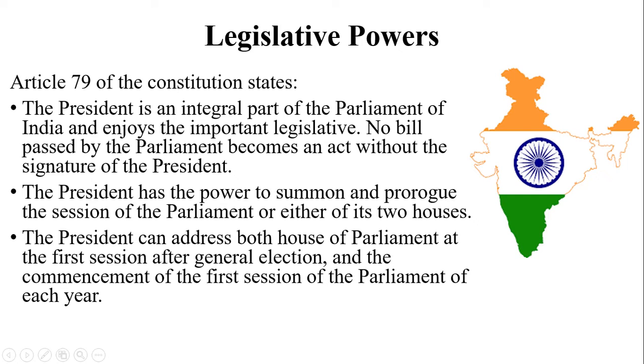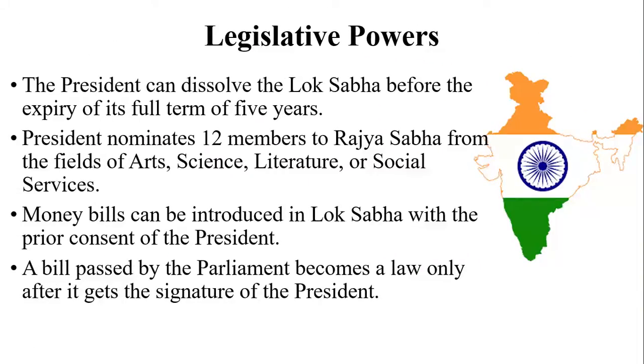The President has the power to summon and prorogue the session of the Parliament, or either of its two houses. The President can address both houses of the Parliament at the first session after general election, and also during the commencement of the first session of the Parliament during each year. The President can dissolve the Lok Sabha before the expiry of its full term of 5 years.